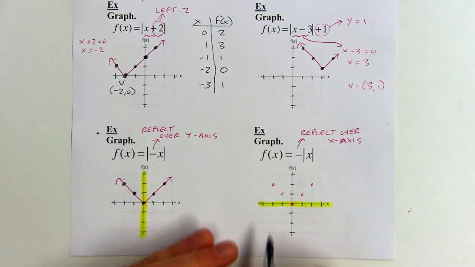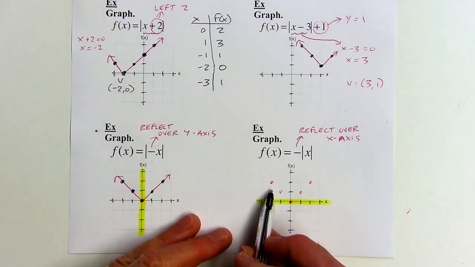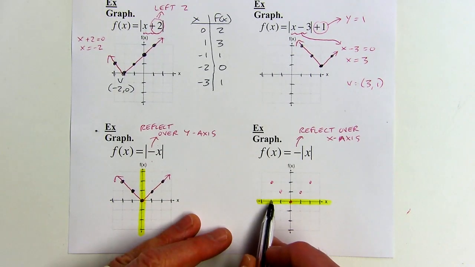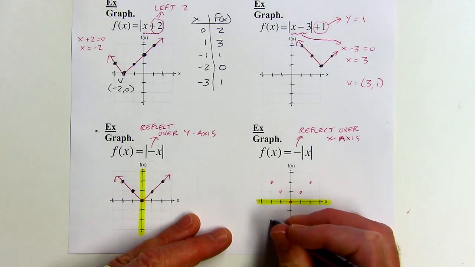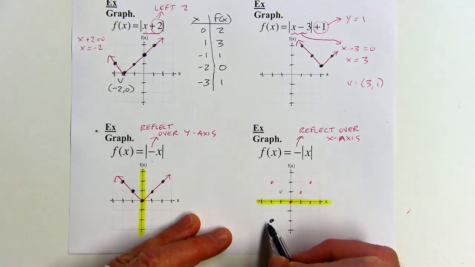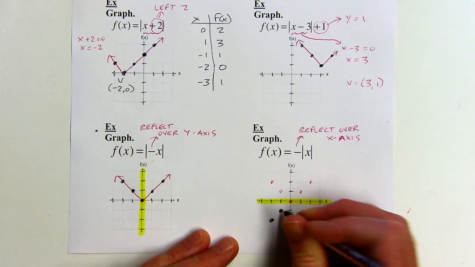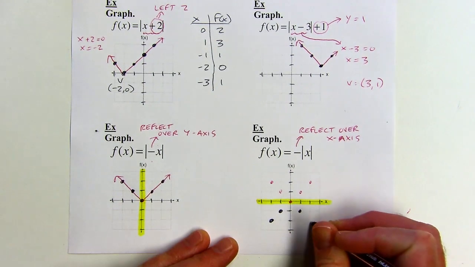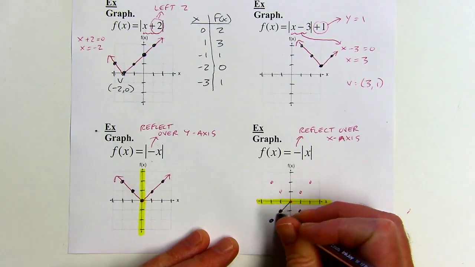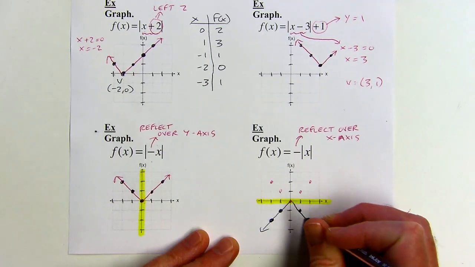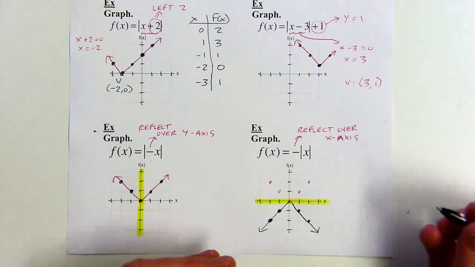If I take this point, for example, it's 2 units above the x-axis, so I go straight down to the x-axis and go 2 units out the other side. That would be a reflection of that point over the x-axis. This one's 1 unit above, so I'll go 1 below, and then the same thing happens on the other side. So when we reflect over the x-axis, that means it's going to open down.